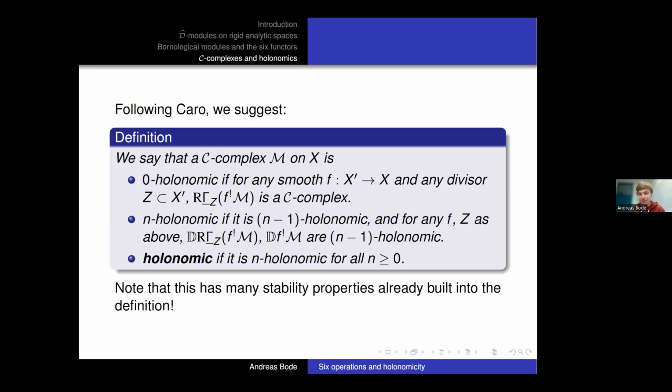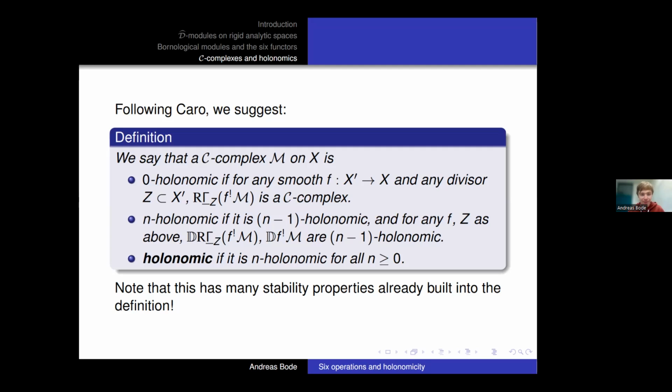Okay, so being a C-complex would be like a -1 holonomicity. Pardon? Oh, you're muted. Being a C-complex would be like a -1 degree of holonomicity. Yes, yeah, that's absolutely right. Yeah.